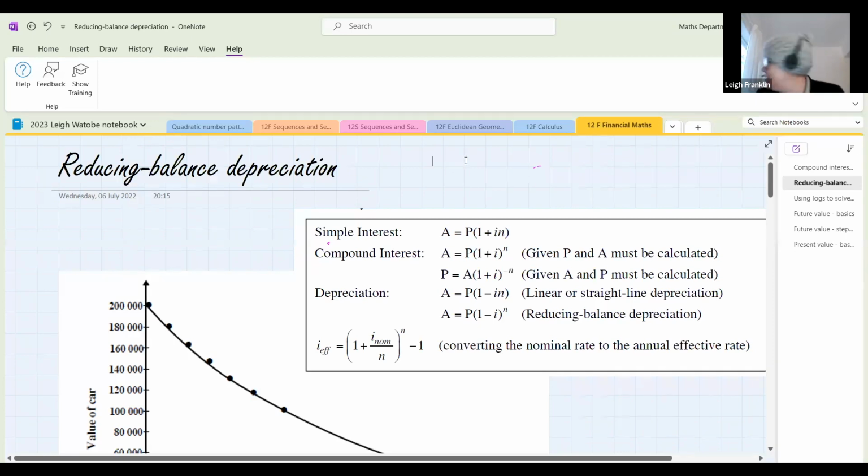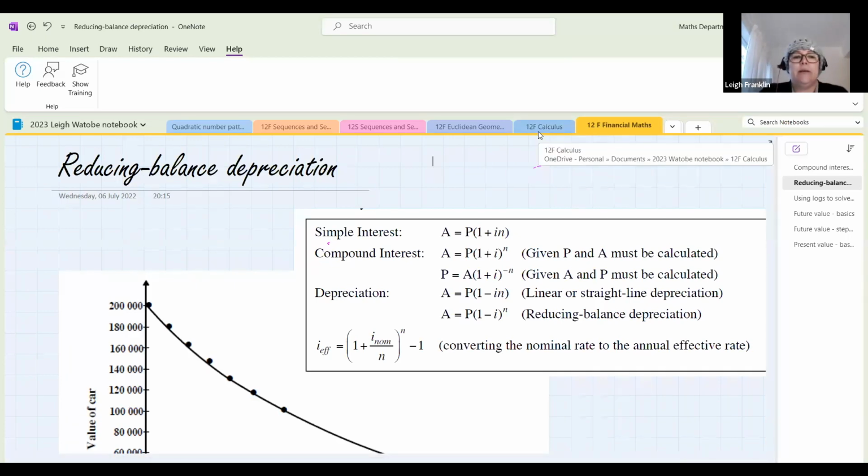Let's get on and do some maths. We're going to talk today about reducing balance depreciation. And this is another concept that comes from grade 11, something that they ask us about frequently in matric. So it's important that we are able to work with the reducing balance formula.